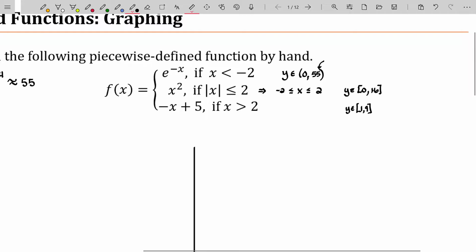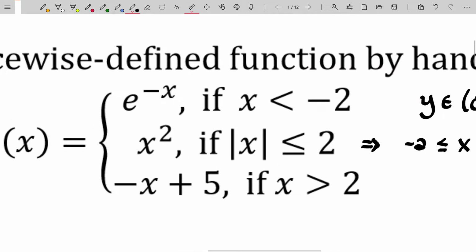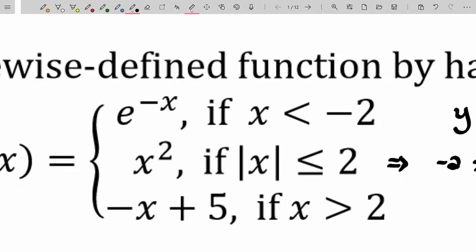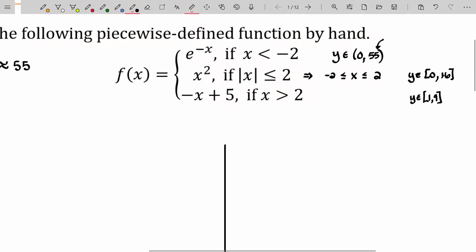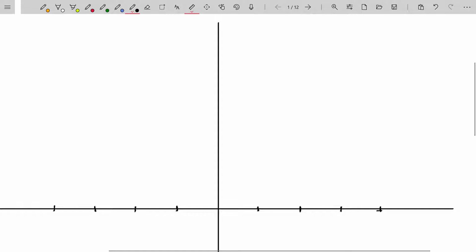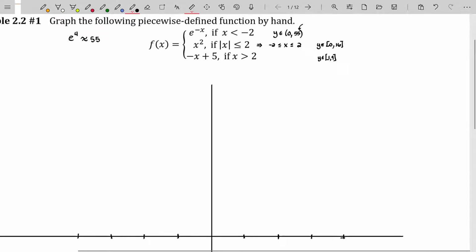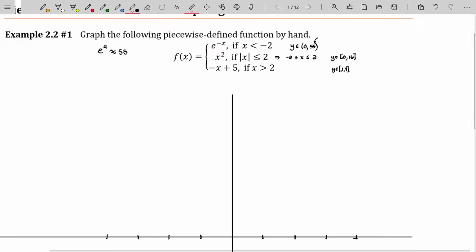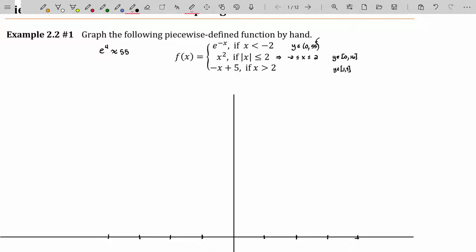Now remember, e to the negative x is what the function will take on if x is less than -2. I don't actually have to go all the way to x equals -4. I could start at x equals -2 itself. And if I did that, well, e to the -2 is a bit more manageable. It's around 7. And e to the -3 is around 20. So it might be better to really graph that exponential function from -3 all the way to +4. It's a little bit easier to handle.